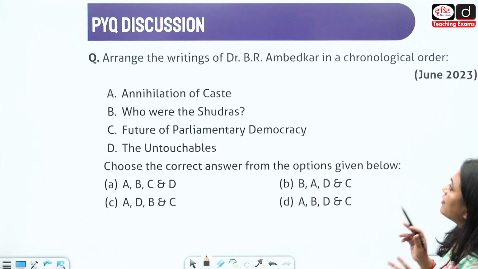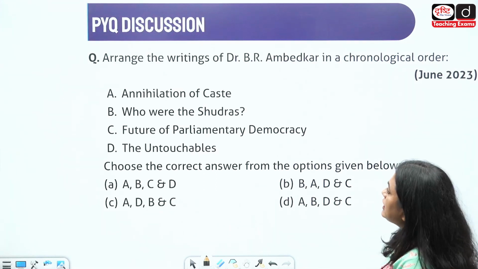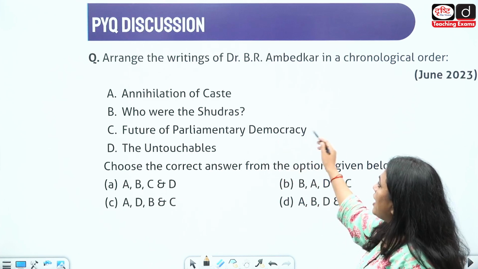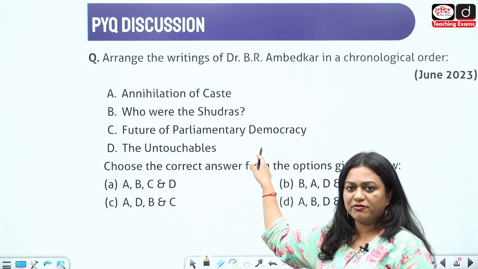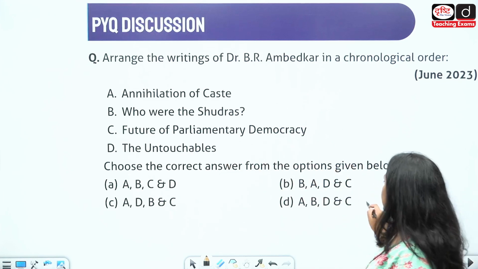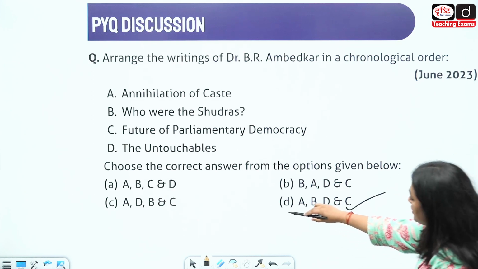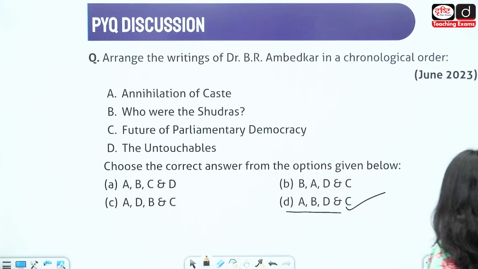Now we have the writings of Dr. B.R. Ambedkar to arrange in chronological order. Here the correct answer is A, B, D, C, and this one, Future of Parliamentary Democracy, is actually in the form of a speech basically. So the correct option is D: A, B, D, C.